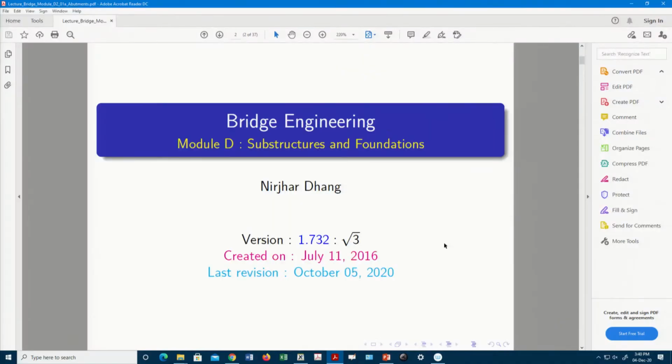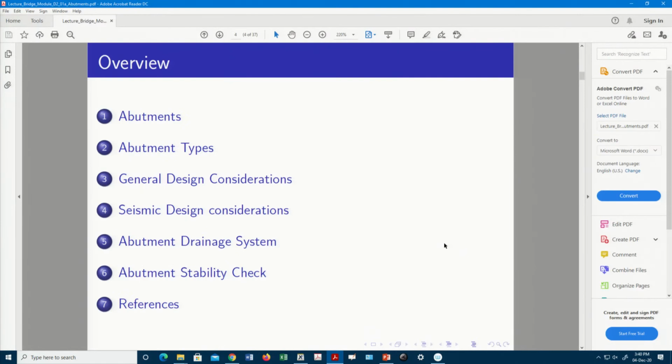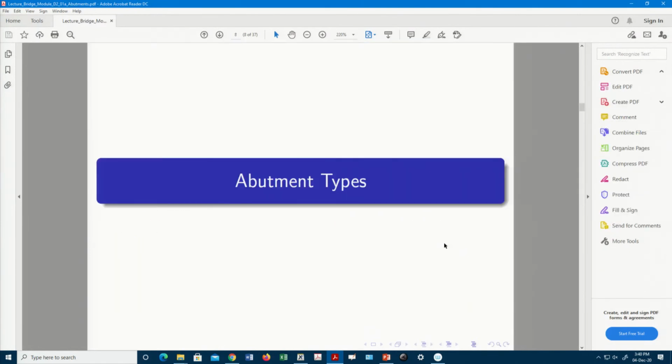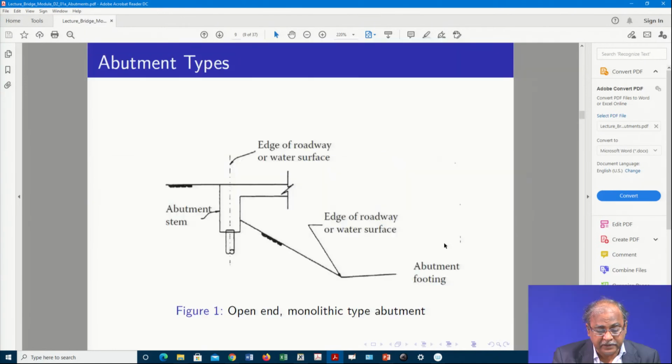How do we design different types of abutments and foundations? Okay, though the time is very less, just to give you an idea, let me show different abutment types, just quickly, as we do not have that much time.